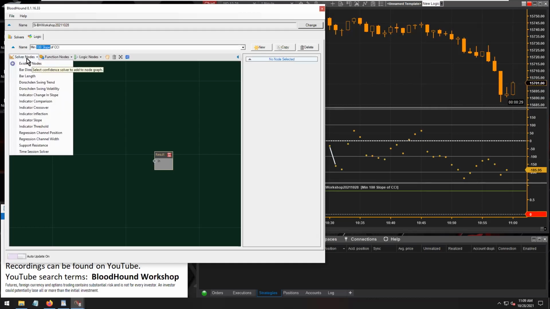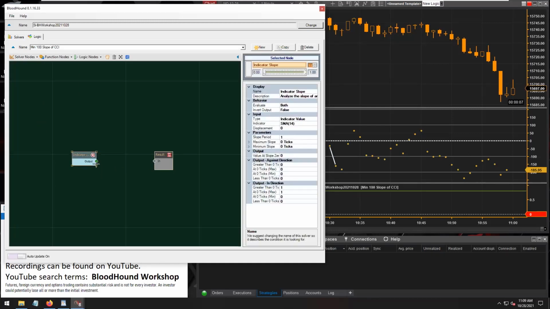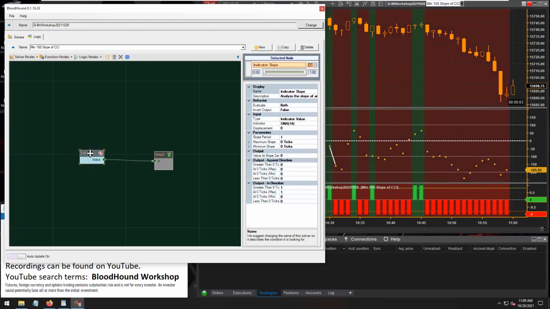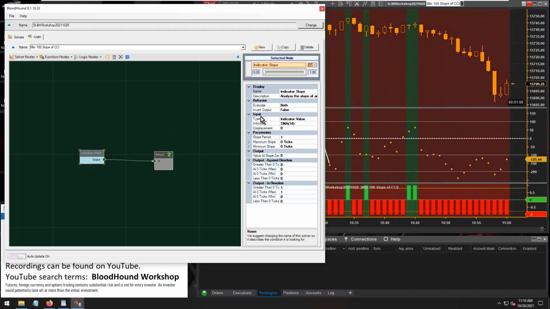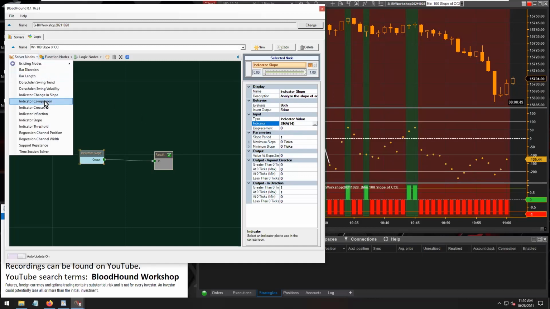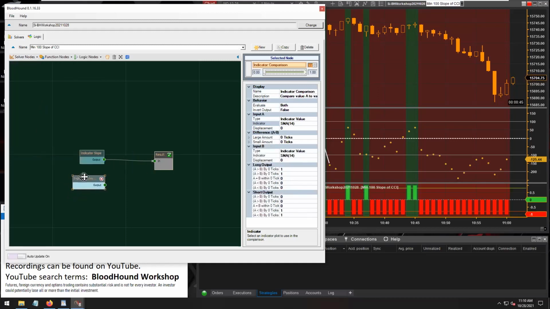So we're going to go to our solvers node, and we're going to use the comparison solver to figure this out. We could use the slope solver as well, I believe. Yeah, you know what? Maybe the slope solver is a little simpler to use. We'll go with the slope solver because that's a little simpler to set up, because the slope solver only has one input. We only have to plug the CCI indicator into the slope solver one time, whereas with the comparison solver, we have input A and input B. So we would have to plug the CCI into the comparison solver twice, which is not hard, but the slope solver does kind of simplify it a little bit.